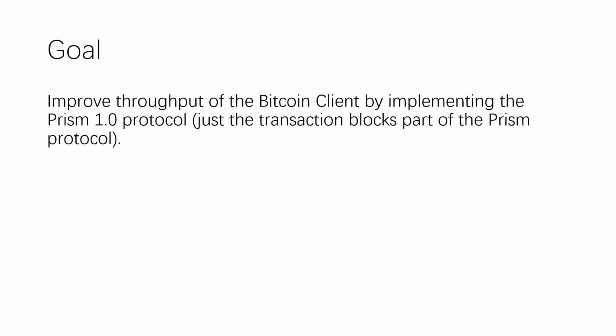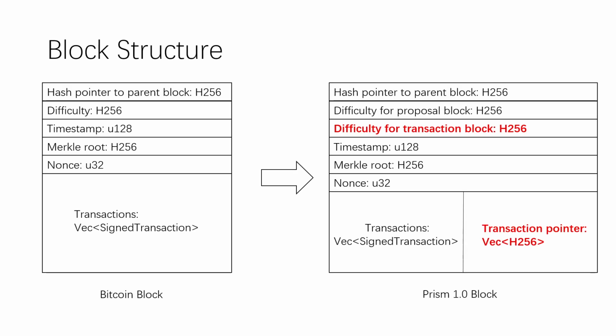Our goal is to improve the throughput of the Bitcoin client we have built before by introducing the transaction block into our client. In order to implement the transaction block, we made some modifications in the block structure. Here we split the difficulty into two fields, one for proposal block and one for transaction block. And in the content part, in addition to the transaction part, we add the transaction pointer part, which is a vector of hash pointers pointing to the transaction blocks.